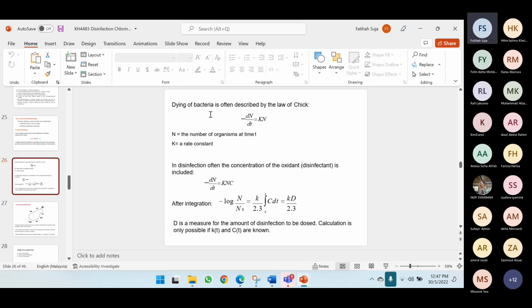The dying of bacteria is often described by the law of Chick. Let's say you want to know the number of organisms at any time, you can use the law of Chick. In disinfection, often the concentration of the oxidant or disinfectant is included. So how much oxidant or disinfectant you use will determine the number of organisms at time t. So this is all about the law of Chick.